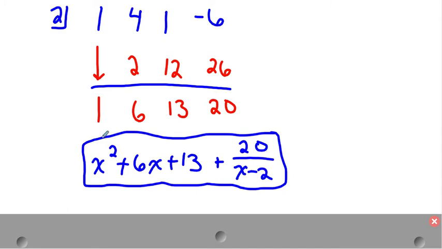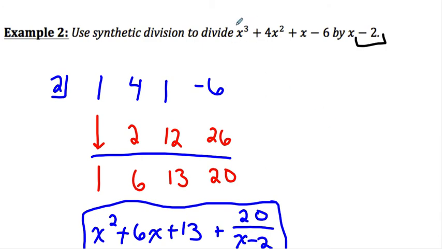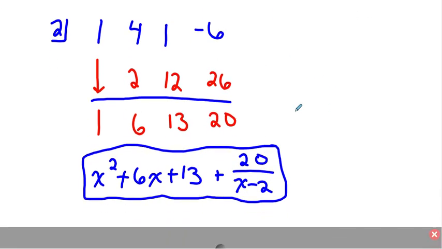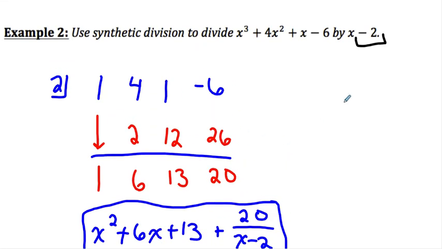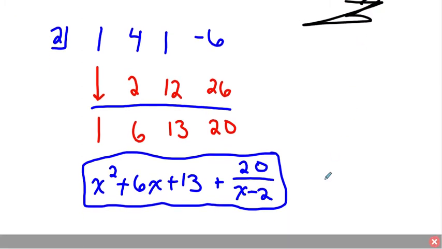Again, this 1 right here is your coefficient. The first term needs to start with 1 power less than what we started with here. So this is x to the third, which means this will start with x squared. And then it goes down from there: plus 6x, plus 13, plus, and then 20 over what we have right here, which is x minus 2. All right, so that's all we have there for number 2. Hopefully you got that one correct.